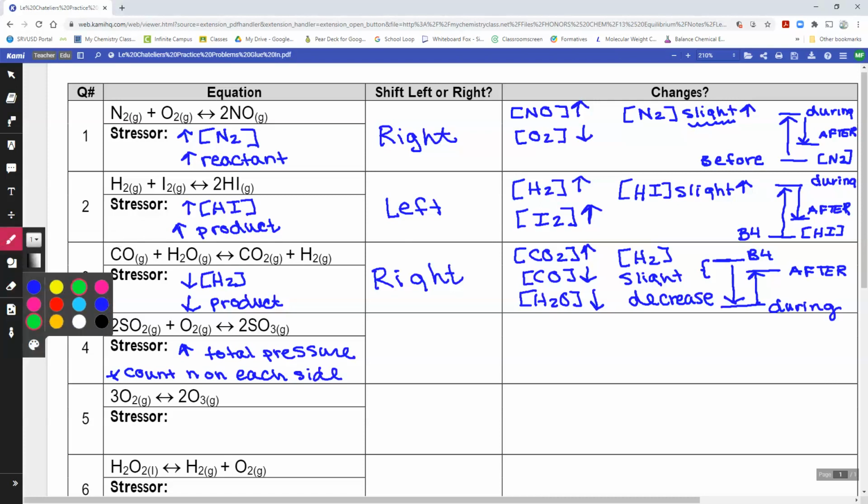So if I look at this, on the left side, I have 3 moles. On the right, I only have 2 moles. So if I've raised the pressure, I need to go to the side that has fewer moles so that the particles do not feel so crowded. So I'm going to proceed and shift to the right.